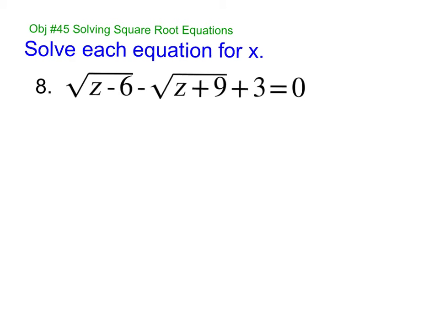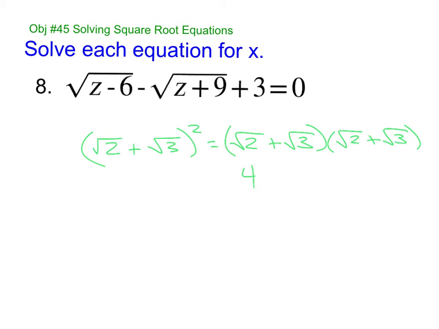Okay, now we're getting into the more challenging ones. So these are the hard ones. So here's the issue. If you try to square the two radicals, let's say we have radical 2 plus radical 3, and we square it. When you FOIL that out or multiply that out, all the square roots don't go away.